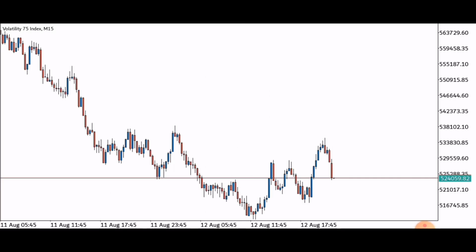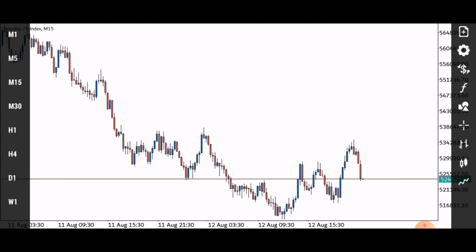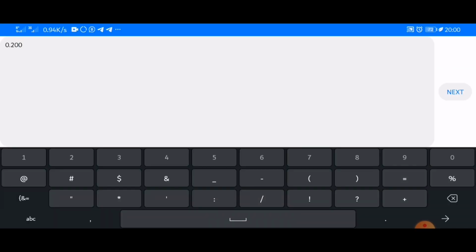Now let's look at the basic lot size for trading VIX 75 index. The minimum lot size that you use in trading this is the 0.001 lot size, which is the nano lot size. Okay, this is the basic one, and this is one of the reasons why a lot of people trade this asset, because you can use this lot size to open a position with a $10 account or an $8 account, and you start making some profit.